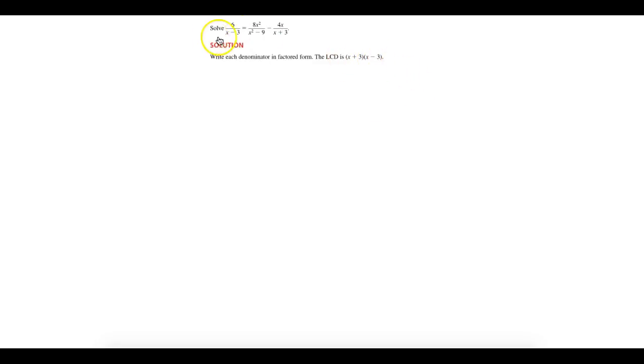Now, when you look at your denominators, what you want to see is what you have to include to make them all the same. In this case, your middle term is x plus 3, x minus 3. So on the left-hand side, you need an x plus 3 to include all of the terms. On the right-hand side, you need to include an x minus 3 to have the denominator in the middle.